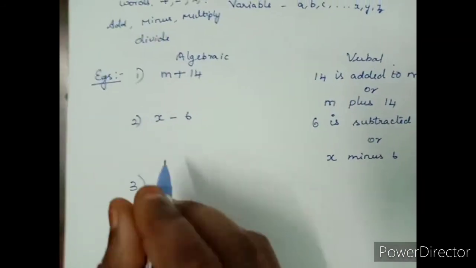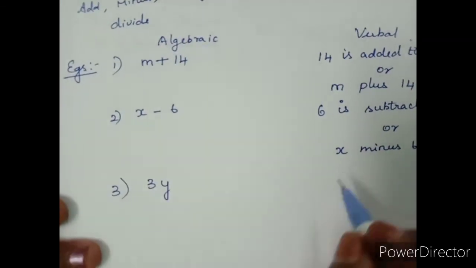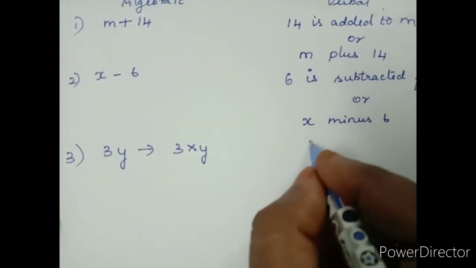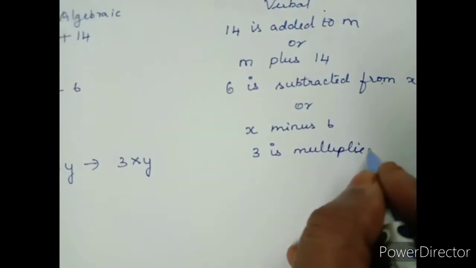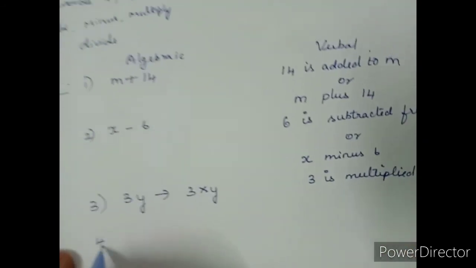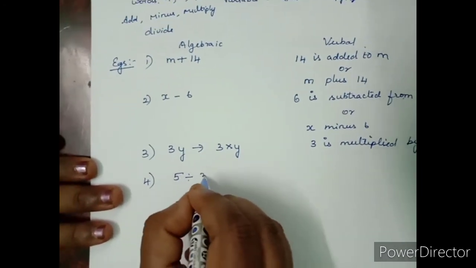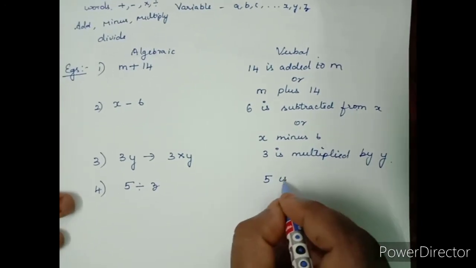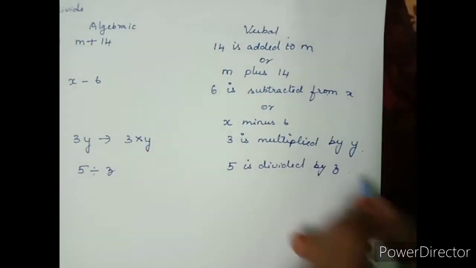The next one, 3y. So 3y is nothing but 3 into y. So 3 is multiplied by y. One more we'll go with division. 5 divided by z. So 5 is divided by z.